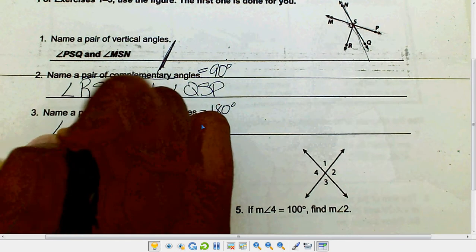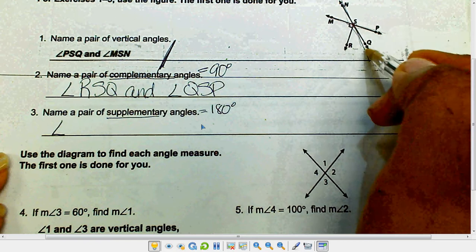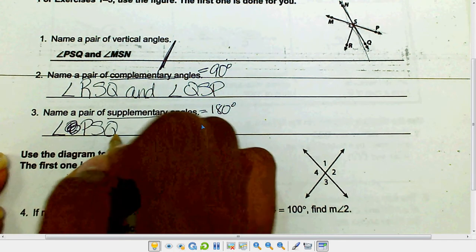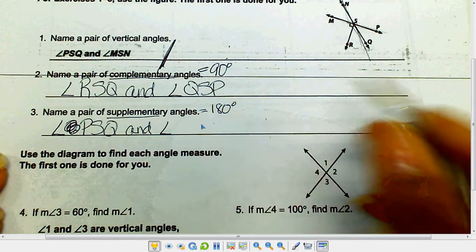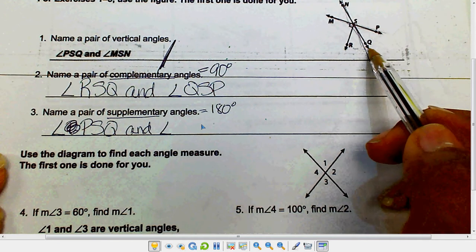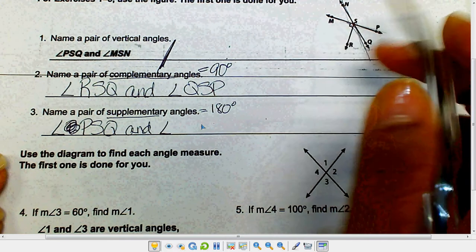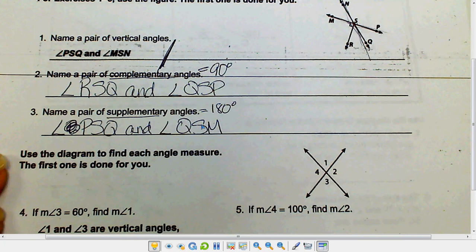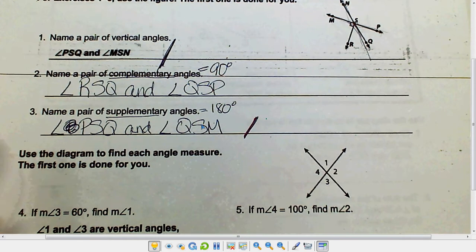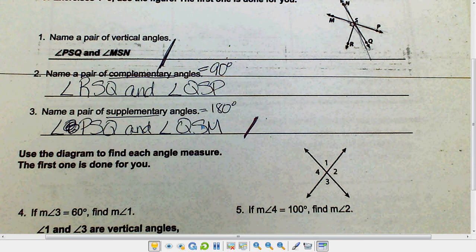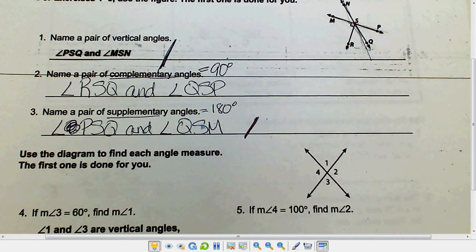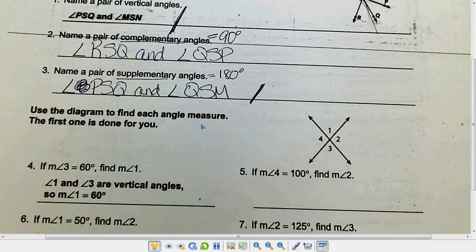So, since I see angle PSQ, and making up the other part of that 180 degrees is angle QSM. Now, put a slash here, and I want you to write me two more supplementary angles that you see in this diagram. So pause the video right now and do that very quickly. All right, we'll see how you did in class.